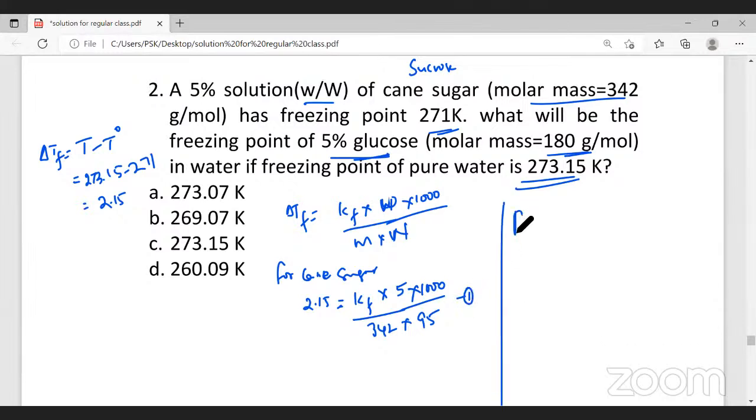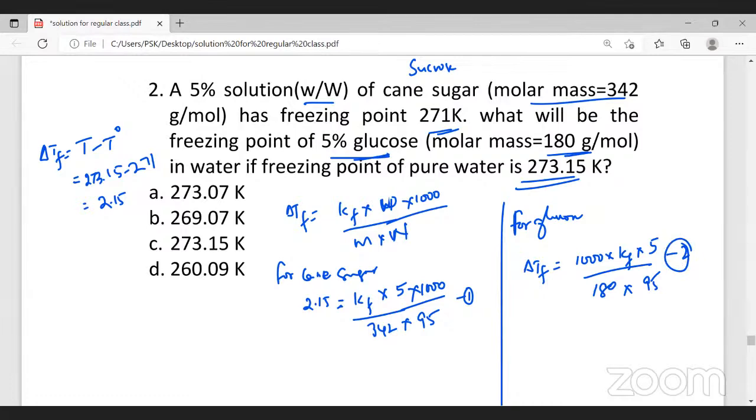Now for glucose, what is delta TF? They're asking you to find the freezing point, so we don't know delta TF. Delta TF is equal to 1000 into KF, since KF for glucose is not given, with 5 grams, divided by the molecular mass of glucose, 180, into the weight of solvent. A 5% solution means it's 95. We will mark this as equation number 2.